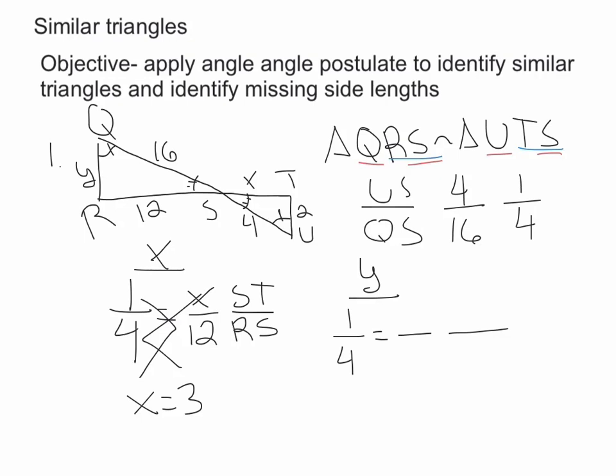Y is side QR, so the first two corresponding to the first two, UT. So I'm doing small over large, so I'll have UT over QR. So UT is 2 over QR, which is y, cross multiply, and y is going to be 8.